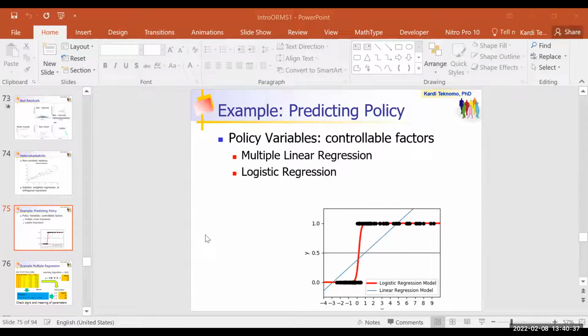So, back to the slide. What you need to predict is the policy variables. And usually, policy variable is variable that is state, discrete. So in that case, probably you want to use logistic model rather than linear regression, right? So the model is influenced by the data type also.